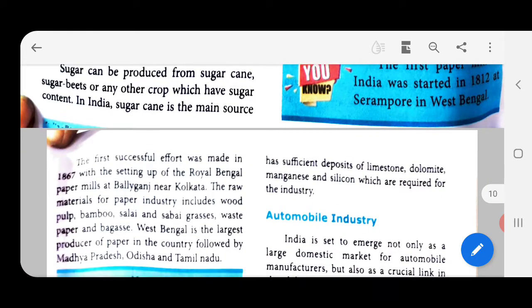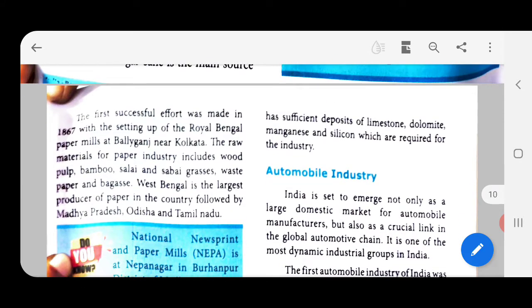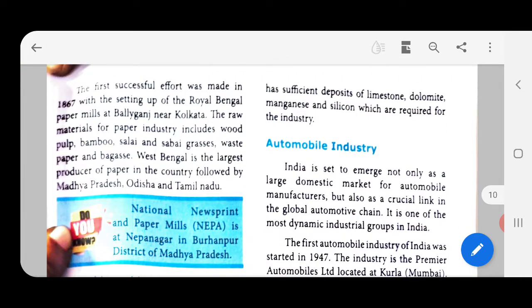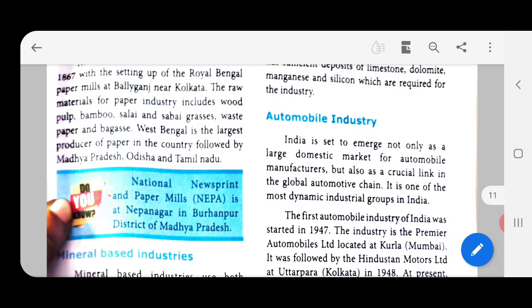And then the first successful effort was made in 1867 with the setting up of the Royal Bengal paper mills at Balyang near Kolkata. So, the first effort was taken in Kolkata. The raw material for the paper industry includes wood pulp, bamboo, salai and sabai grasses, waste paper and bagasse. So, these are the raw materials that are necessary.